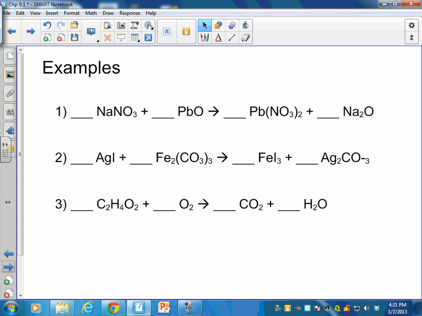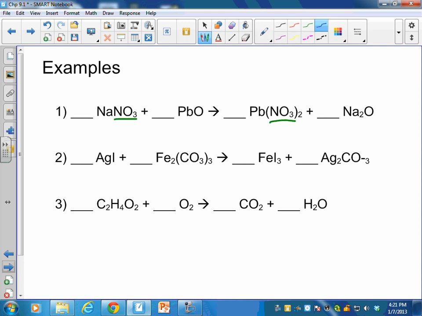Okay, so here are three examples to help balance the equations, and they're pretty good examples. The other thing I should mention is that when we have polyatomic ions, like in this first example, we have the NO3, right? The NO3 on the reactant side and the NO3 on the product side stays together as a group. It acts just like an element. It doesn't split up or go apart.